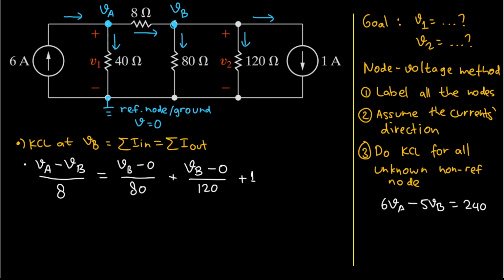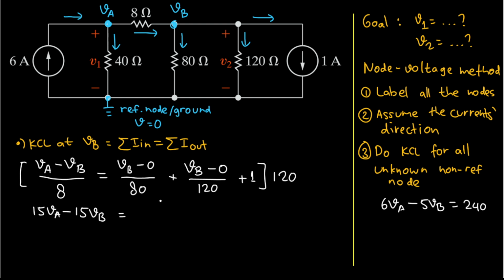I think we can multiply this by 120, right? To cancel out all the denominators here. Okay, 8 and 120 will cancel into 15, right? If I'm not wrong. Yeah, 15. So I will have 15 VA minus 15 VB. Good.